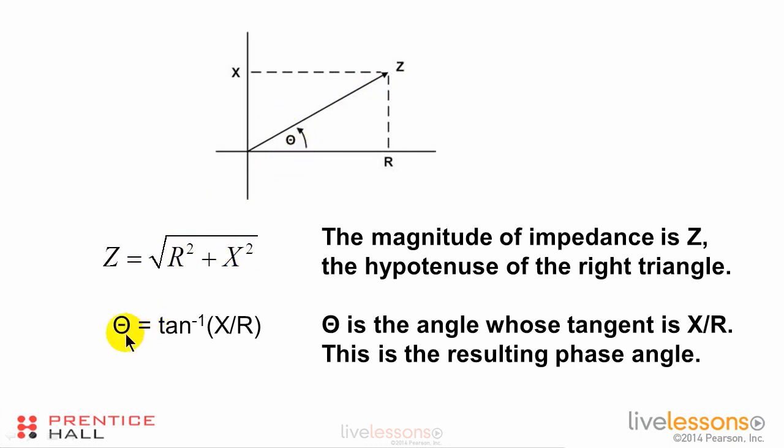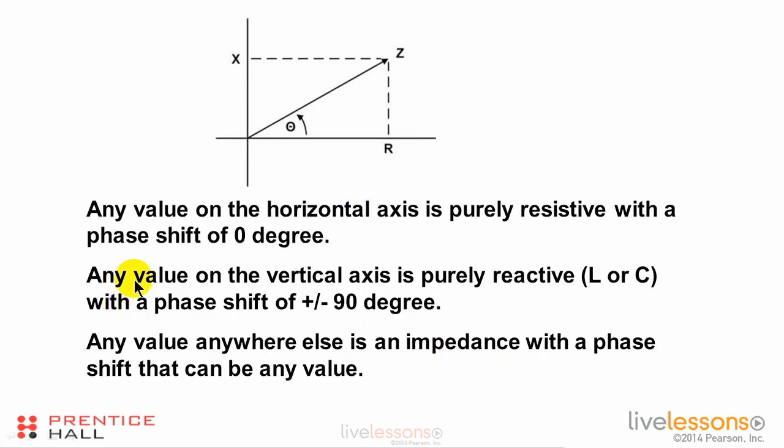This angle is the angle whose tangent is x over r. It's this side over this side. So the phase angle is the angle whose tangent is x over r. And that then is how we start calculating the parameters for impedance.